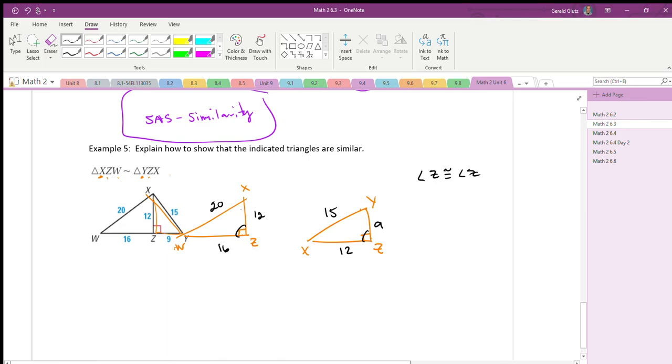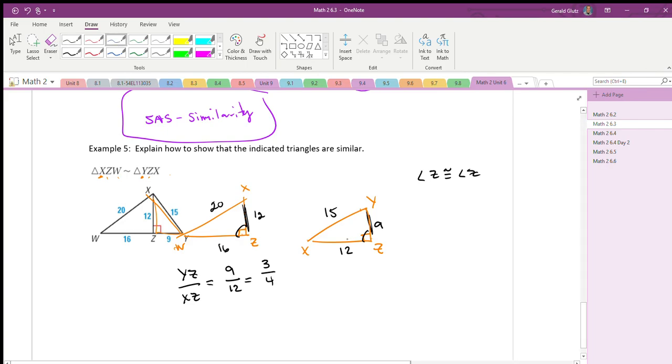Then I can use the two sides that are touching angle Z. Let's use the smaller one first. So YZ has to be proportional to XZ. YZ is 9, XZ is 12. 3 goes into both of those numbers. 3 goes into 9 3 times, 3 goes into 12 4 times.